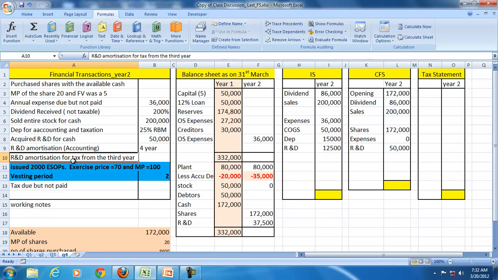But we can see that the amortization for R&D is allowed for tax only from the 3rd year. This is for the year 2. So in the next year R&D will be amortized for taxation. And now comes the issue of ESOPs.